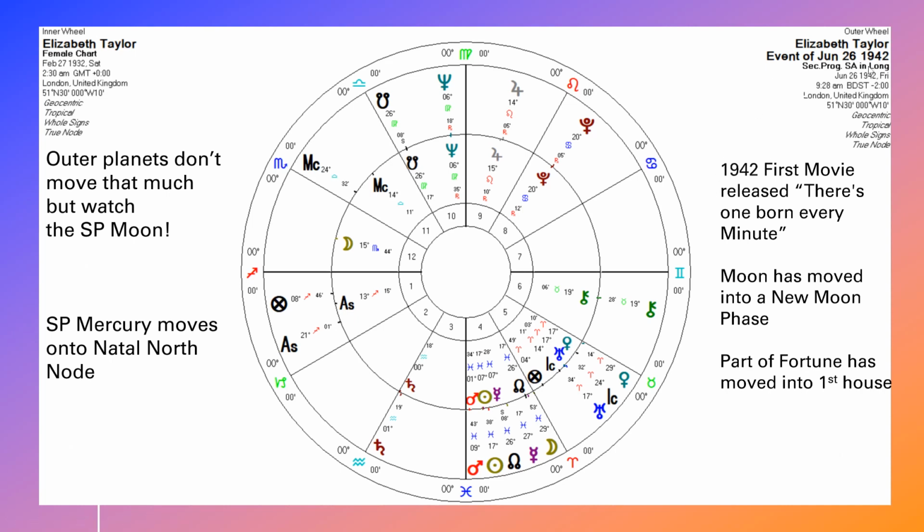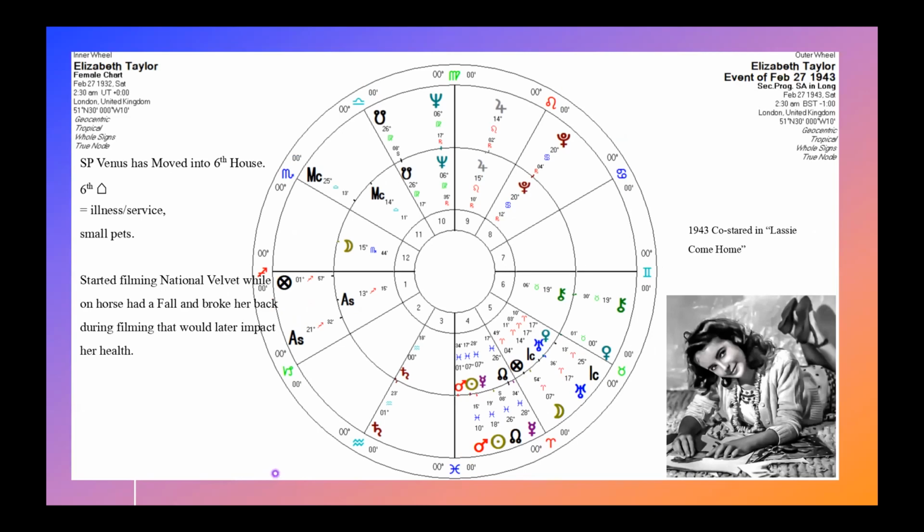For here on this one, the second progressed Mercury moves onto the natal north node. This is in 1942, when they released There's One Born Every Minute. This was the first movie that she had gone into. The moon has moved into a new moon phase, and the part of fortune has moved on to the first house. The part of fortune is just another lot that is one of the 7 hermetic lots that they used for this ancient technique.